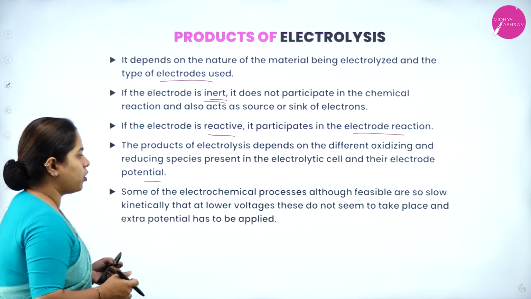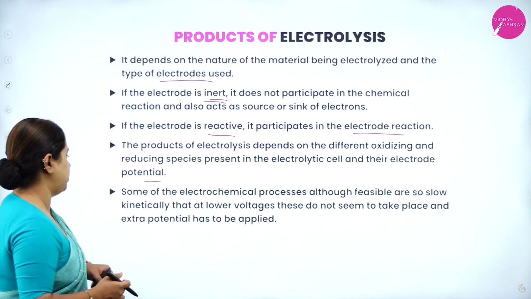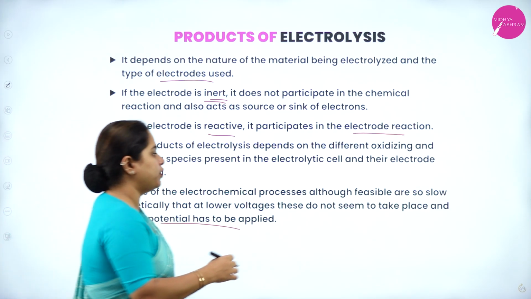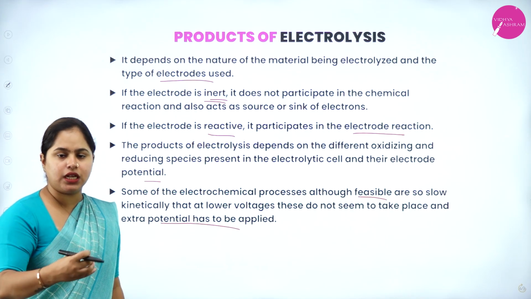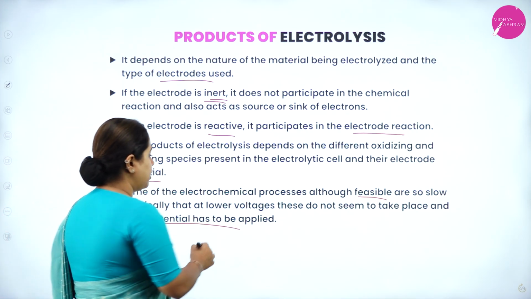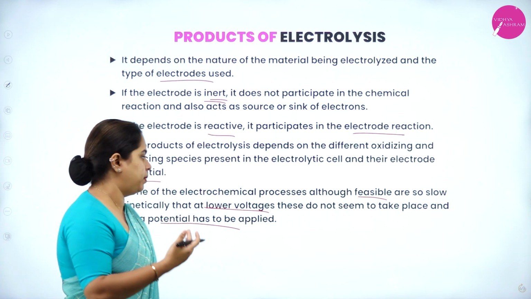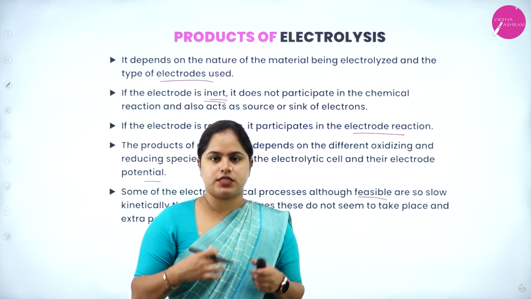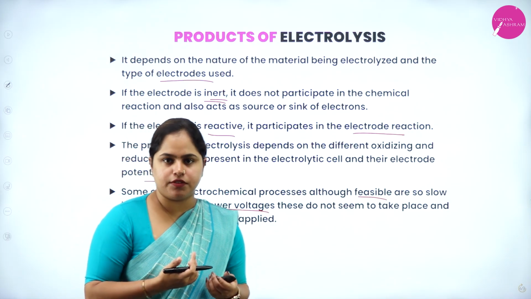Now, some of the electrochemical processes, although feasible, are so slow kinetically that at lower voltages these do not seem to take place and extra potential has to be applied. Yes, the electrodes will be reactive and the reaction can proceed, but still the reaction might be very, very slow, so that the overall potential will be very low. In that case, we have to apply some extra potential. So these are the points to be remembered under products of electrolysis: what product is being deposited or liberated all depends upon the electrode and the electrolyte we are using.